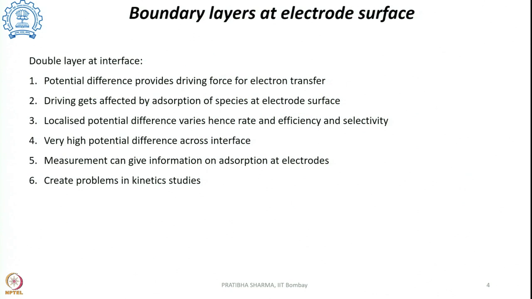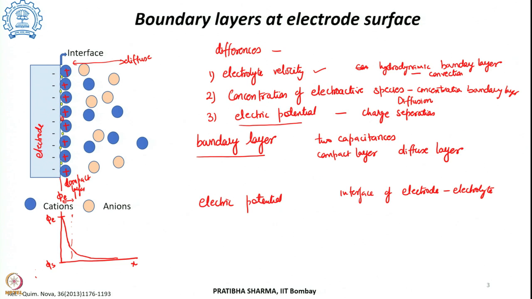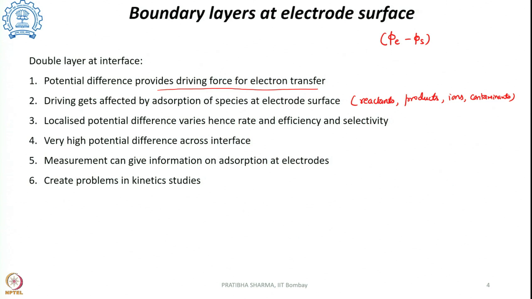Now, when this difference in the potential phi E minus phi S exists, the double layer at the interface has several consequences. This potential difference provides the required driving force for the electron to transfer across the electrodes, and that driving force gets affected because of the adsorption of different species at the electrode surface. These could be reactants, products, different ions, or contaminants involved in the process. Like in the earlier figure, where we showed solvent molecules getting adsorbed onto the electrode surface, that changes this potential difference.